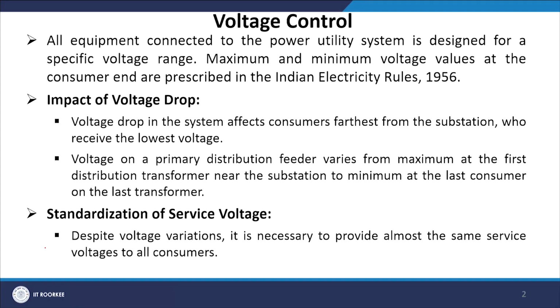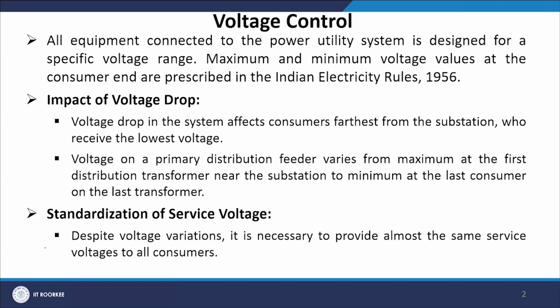And last class, we have seen the basic design and operation of distribution systems, and today we'll continue the same concept further. Now, one of the important aspects of distribution system design is voltage control. All equipment connected to the power utility system is designed for a specific voltage range, that is, maximum and minimum voltage values at the consumer end are prescribed in the Indian Electricity Rules 1956.